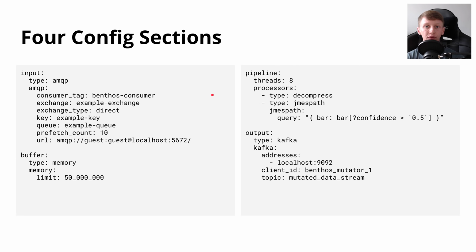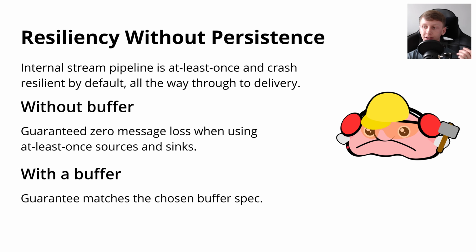And it all comes together in these 4 config sections. So you've got an input section, you've got a buffer section, you've got a pipeline section, and this is where you would specify your processes. You can also lock it to a specific number of processing threads, and you've got an output section. Now don't dwell on that for now because I'll explain that in more detail.